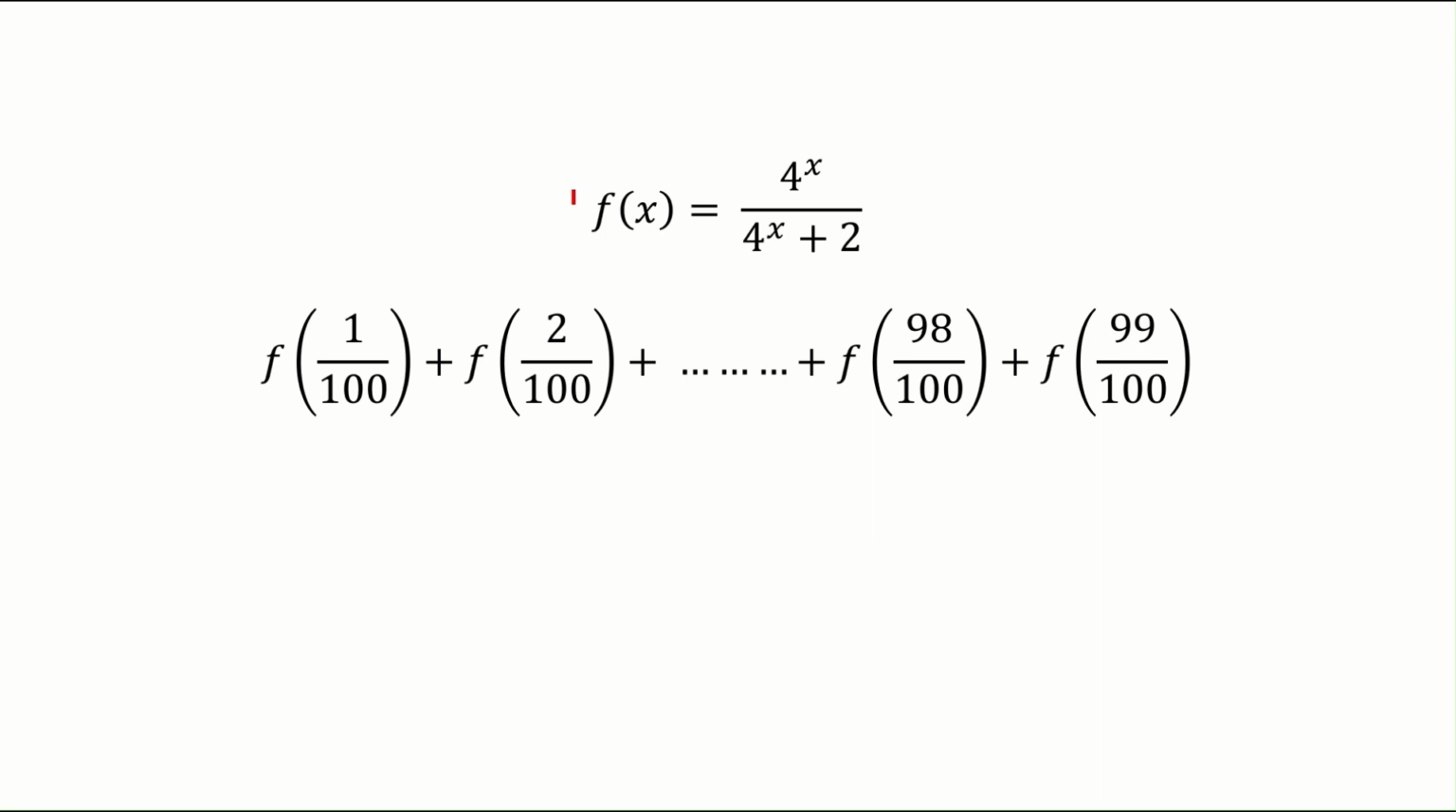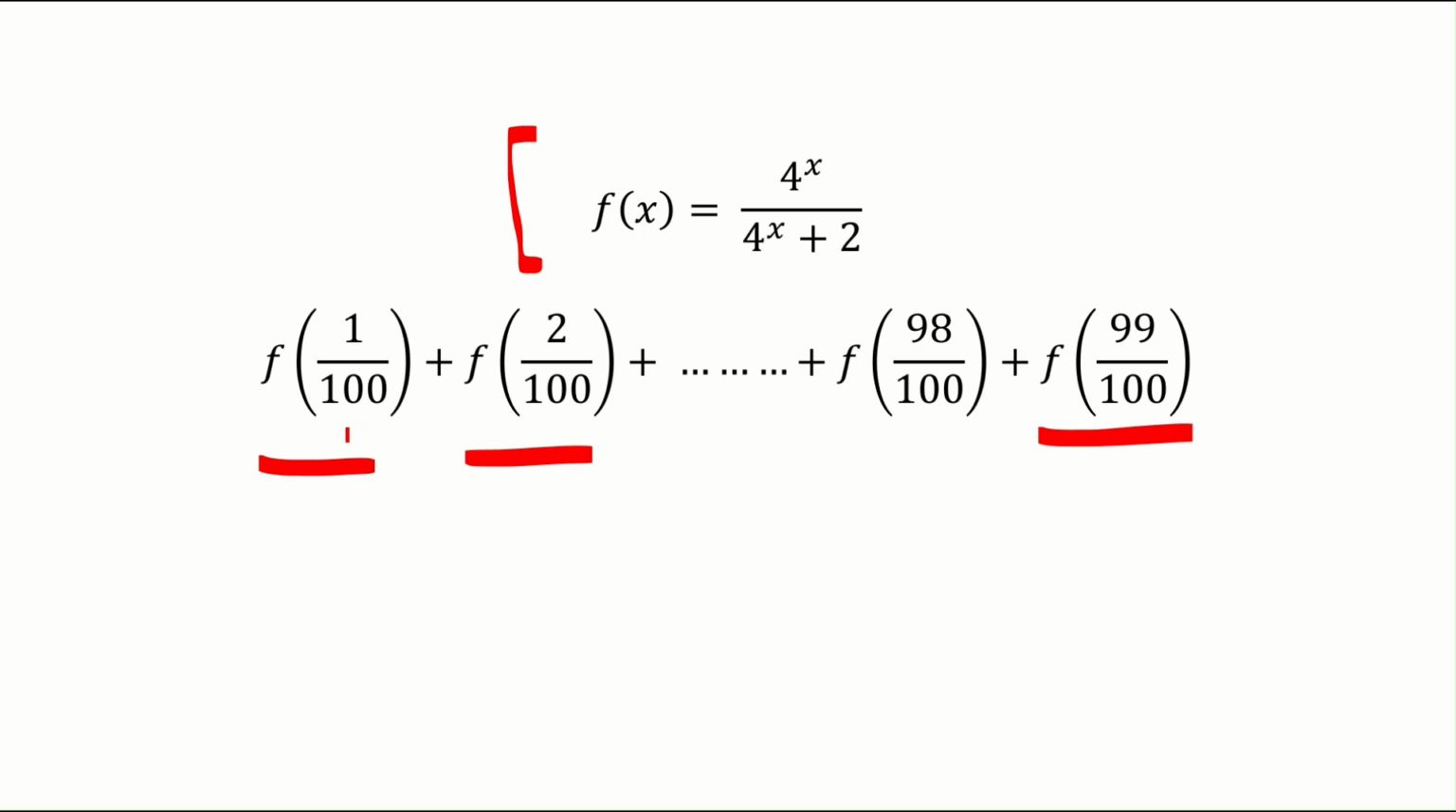Hey everyone, today we are going to solve this really beautiful problem based on functions. We have a function f(x) which is given by 4 raised to the power x over 4 raised to the power x plus 2. It looks quite symmetric, but it's not really that symmetric. And we have to evaluate this whole expression: f of 1 over 100 plus f of 2 over 100 up to f of 99 over 100.